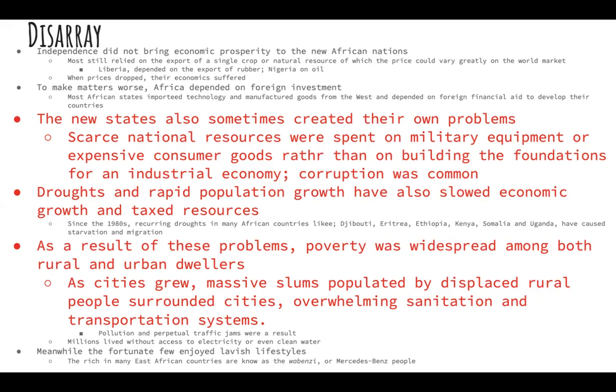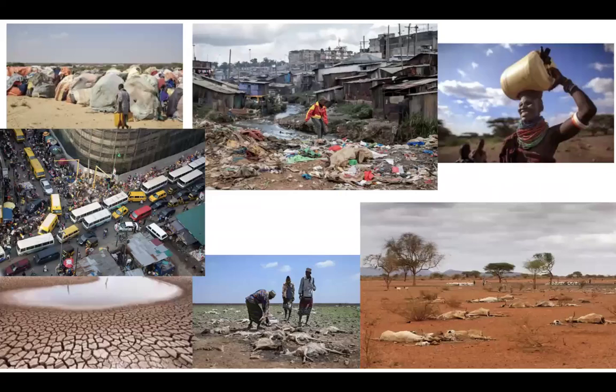Meanwhile, the unfortunate few enjoyed lavish lifestyles. The rich in many East African countries are known as the Wabenzi or the Mercedes-Benz people. What a nickname. And here's some pollution and traffic jams, drought, and displacement.